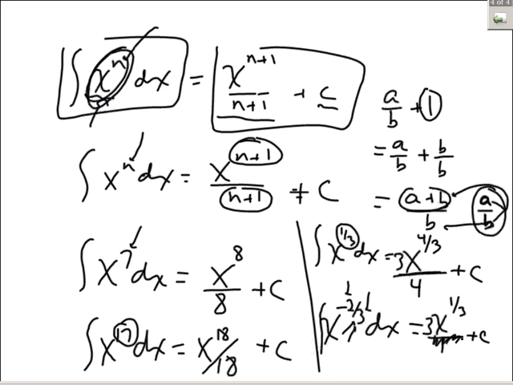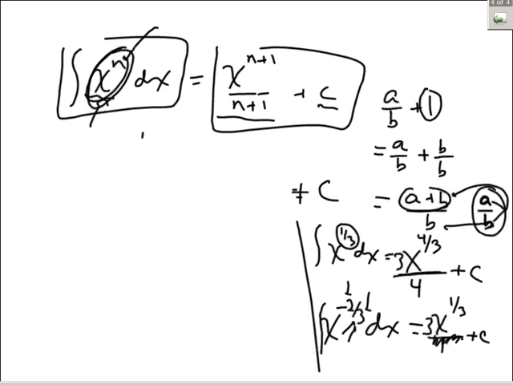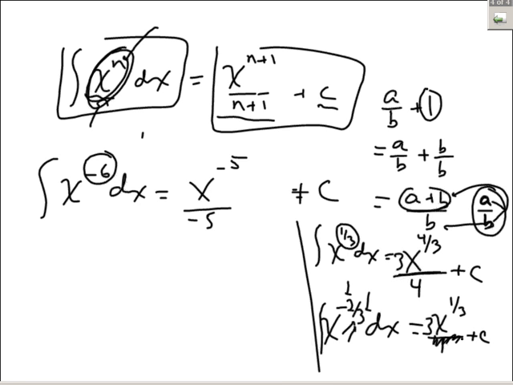Okay, let's do at least one more. What if x is very negative? Negative so that if I add 1, it's still negative. Suppose you were to do the integral of x to the negative 6 dx. Well, the routine: you add 1 to that number, you get negative 5, and then you divide by negative 5 plus c. And let's clean this up.